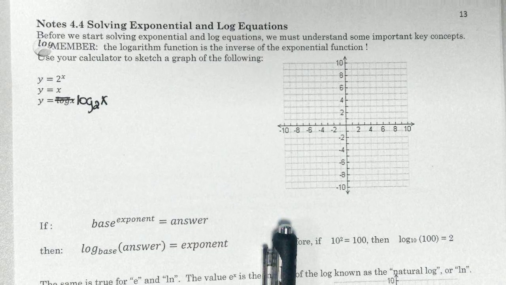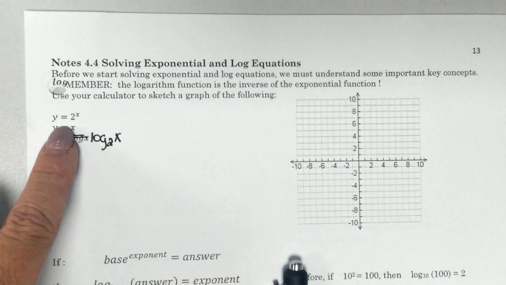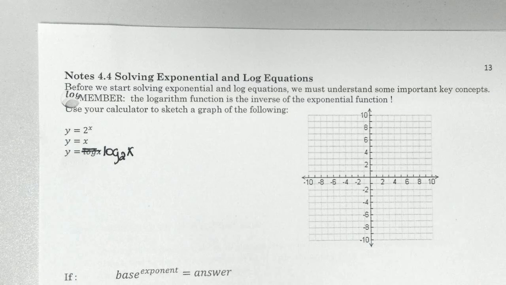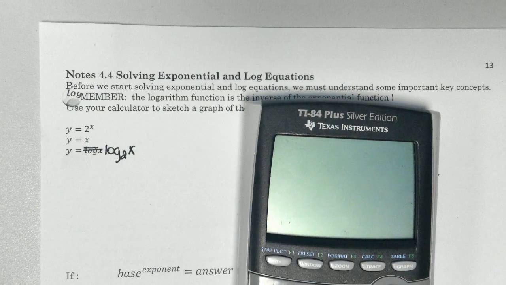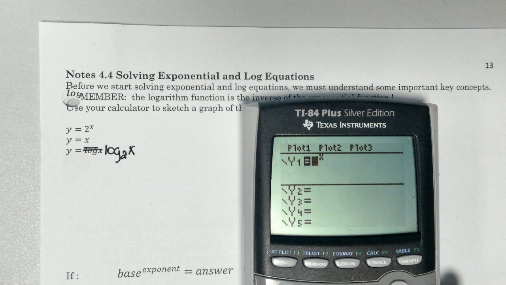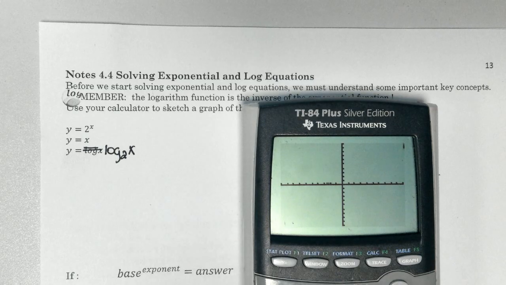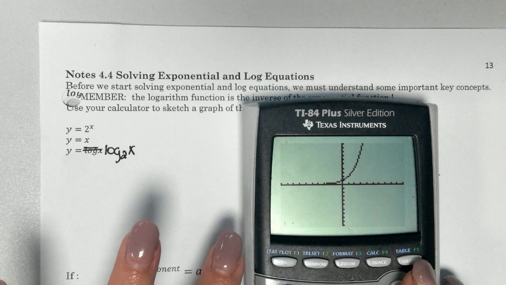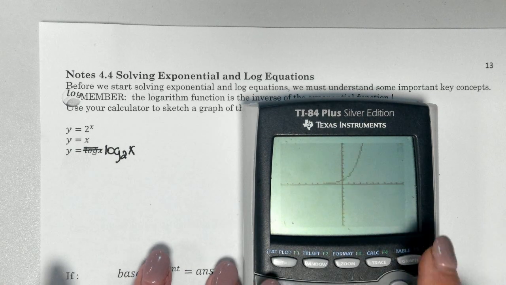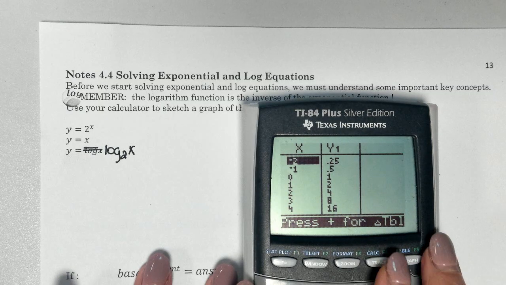Take your calculator, and I want you to type in y equals 2 to the x in y sub 1. So we're going to go to y sub 1, clear that out, 2 to the power of x. And when you graph that, you'll see that it's an exponential growth curve, but you won't be able to validate the points as easily. So what I want you to do is go to your table and pick some easy points to graph.